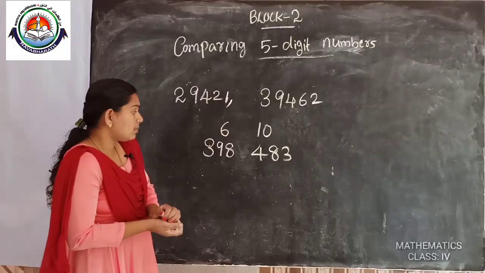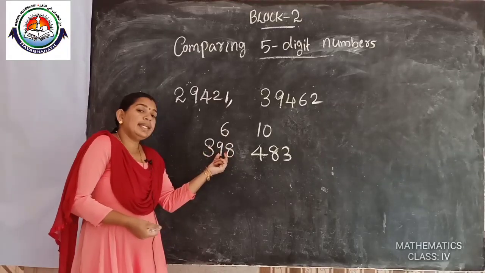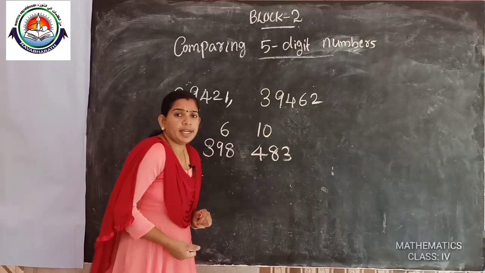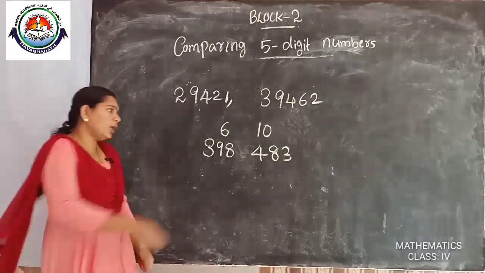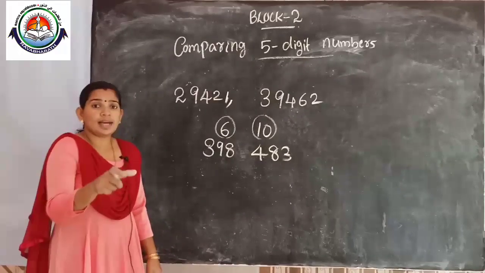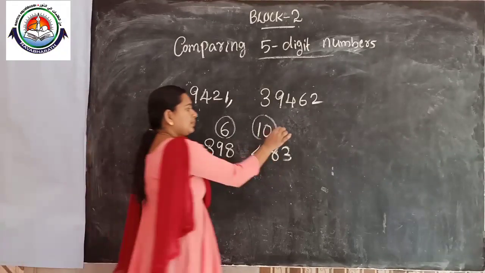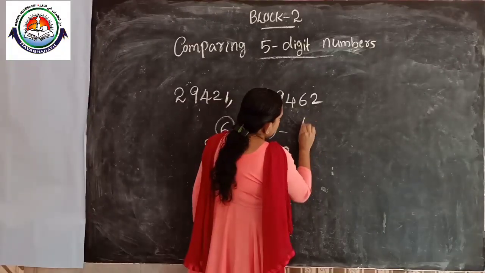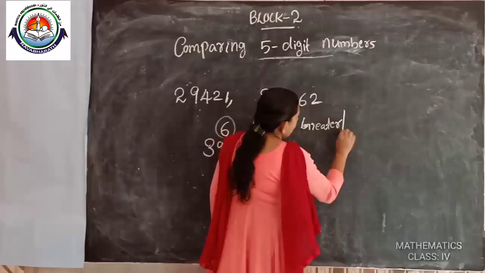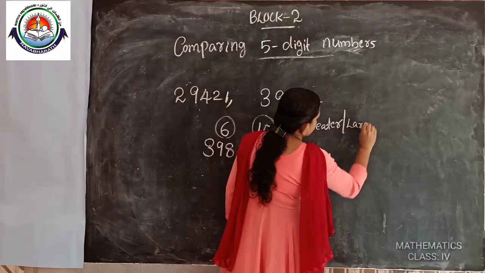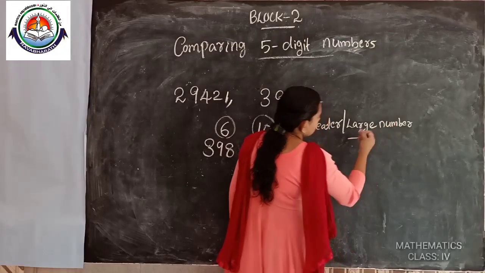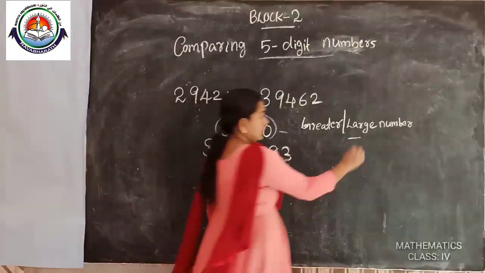Here which is the smallest number? 398 is the smallest and the largest number is 483. How do you find out the large and small? Here you look at the number of digits. Whichever number has more digits, that number is larger. The greater or larger number is the one with the largest number of digits.